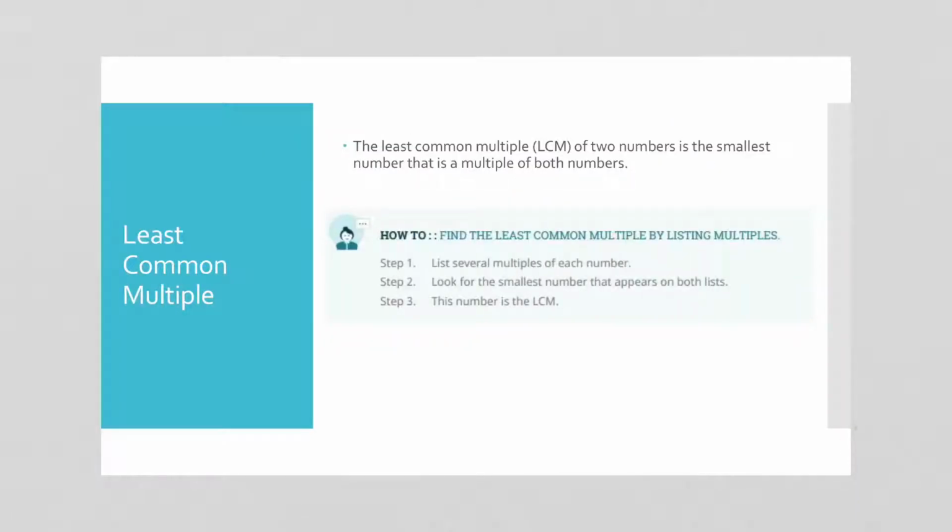Alright, so the least common multiple, the LCM, is the smallest number that is a multiple of both numbers. Okay, so here's a how-to. You list several multiples. This is my favorite way. Look for the smallest number that appears on both lists, and that number is your LCM.